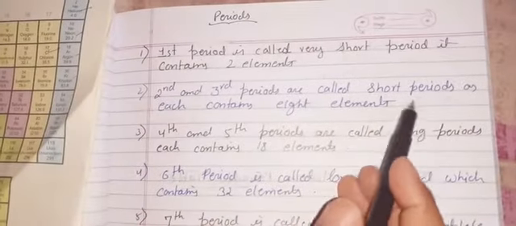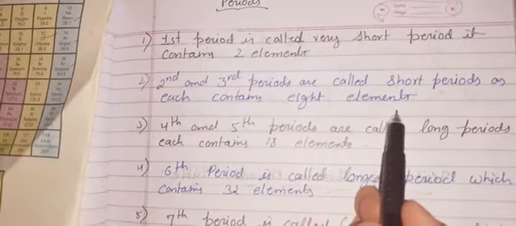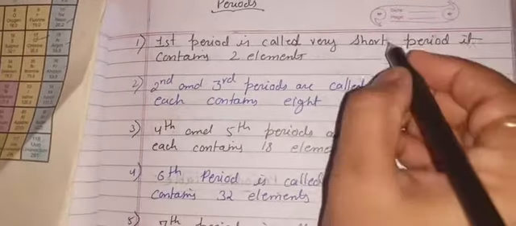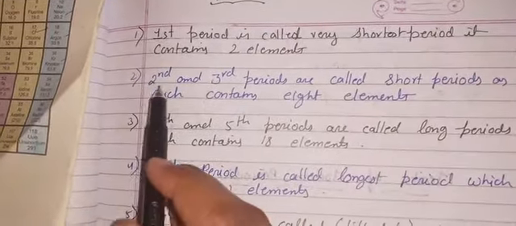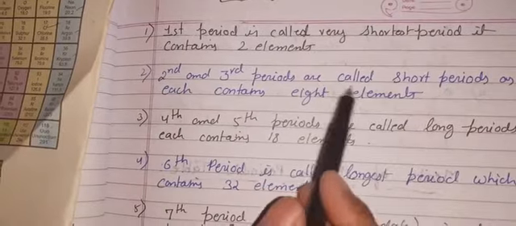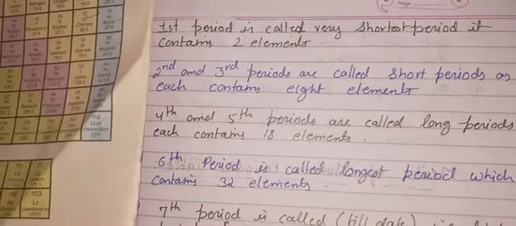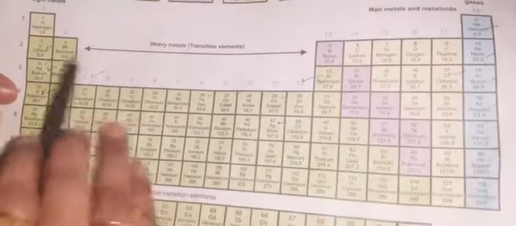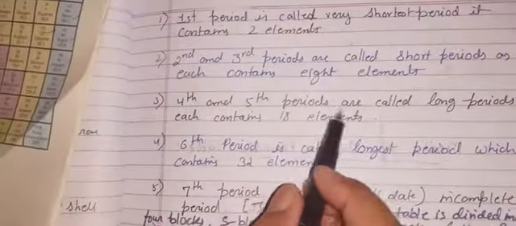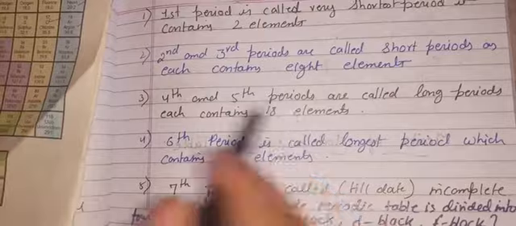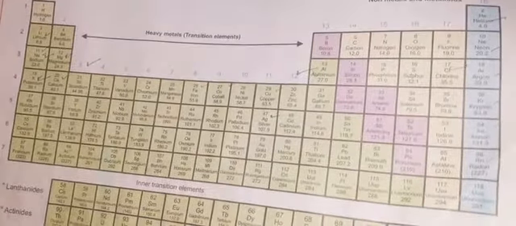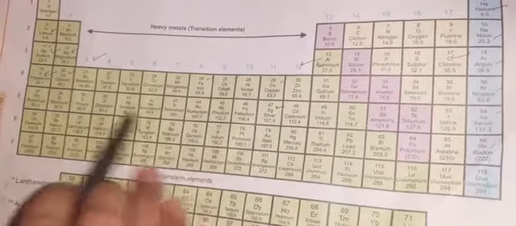Now second and third periods are called short periods, as each contains 8 elements. Or we may call the first period the shortest period, while second and third periods are short periods, as each contains 8 elements. See, in second and third period you can see 1, 2, 3, 4, 5, 6, 7, 8 electrons. Fourth and fifth periods are called long periods, each contains 18 elements. You see, fourth and fifth, I have already explained during the starting of the video, there are 18 elements.